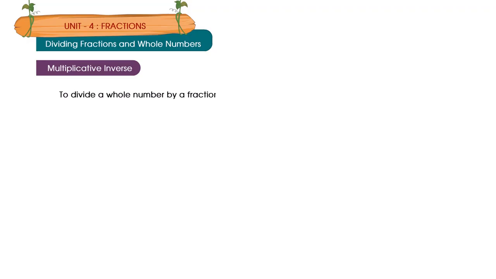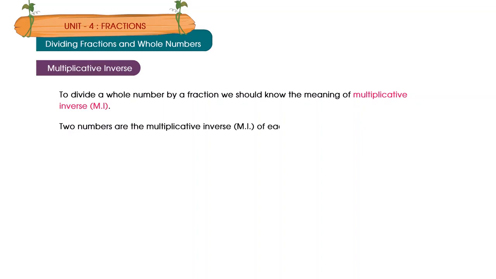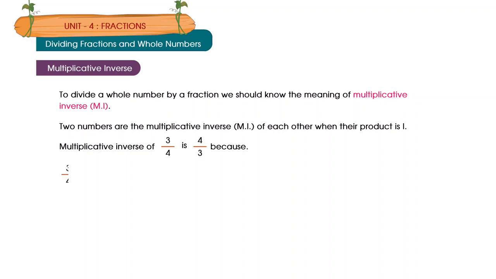Dividing fractions and whole numbers. Multiplicative inverse. To divide a whole number by a fraction, we should know the meaning of multiplicative inverse, MI. Two numbers are the multiplicative inverse of each other when their product is 1. The multiplicative inverse of 3/4 is 4/3 because 3/4 × 4/3 = 12/12 = 1.